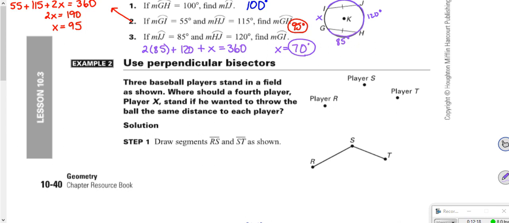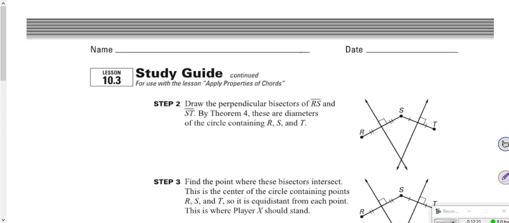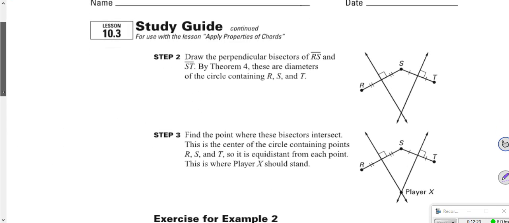Well, let's look at the second page here. Here's the process. They're going to use that theorem 4. Remember, theorem 4 says if one chord is a perpendicular bisector of another chord, then the first chord is a diameter. So it says draw the perpendicular bisectors of RS and ST. By theorem 4, these are diameters of the circle containing R, S, and T. Okay, so those are diameters.